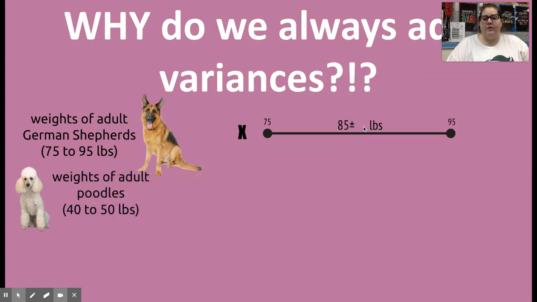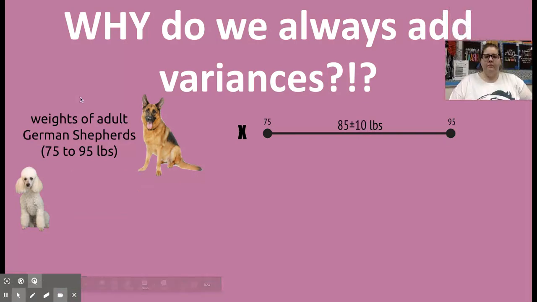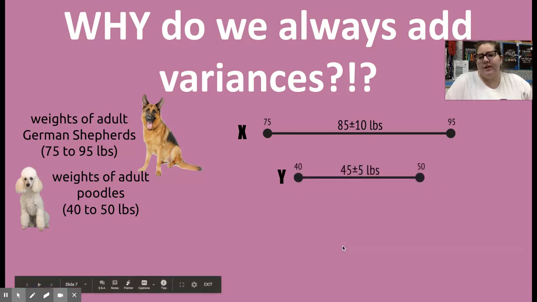I don't know why the 10 is not showing up. Hold on, we're going to pause. Okay, I made it show up. So 85, give or take 10 pounds is basically the weight of a German Shepherd. Poodles, for the sake of argument today, weigh anywhere from about 40 to 50 pounds. So our poodle distribution goes from 40 to 50. We'll say it's 45 pounds, give or take 5 pounds.